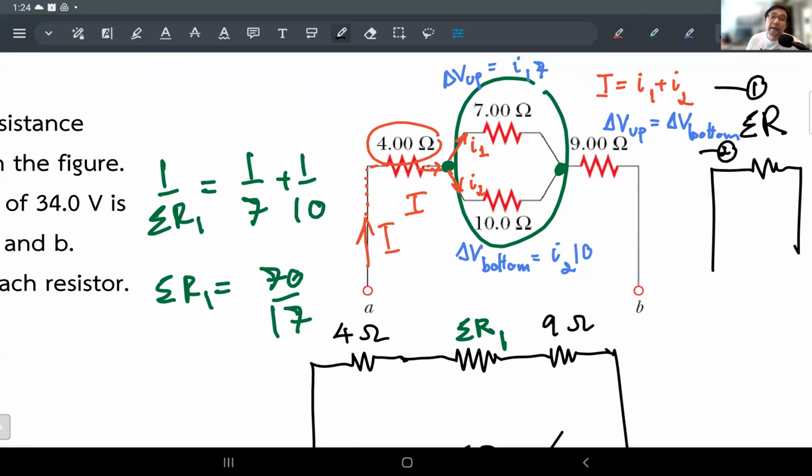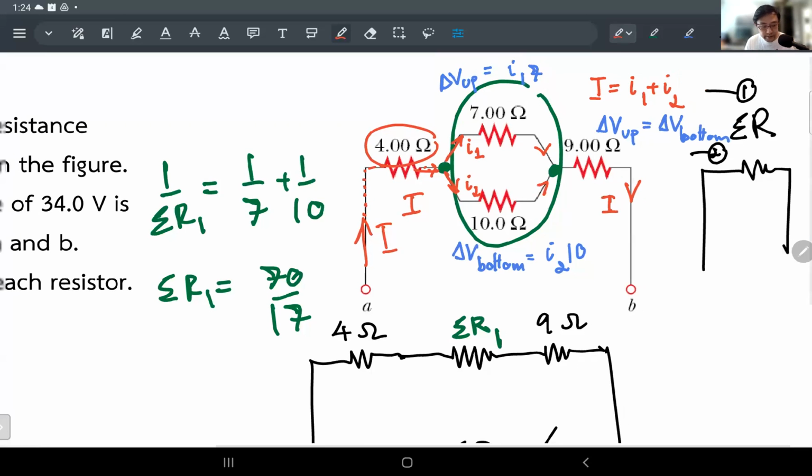Given that you apply all those things that you have already learned, and then just slowly sip through this one by one. And once they combine back, of course, the current that's coming out is going to be I again. So the current going through the 9 ohm is going to be the capital I. And you are done.